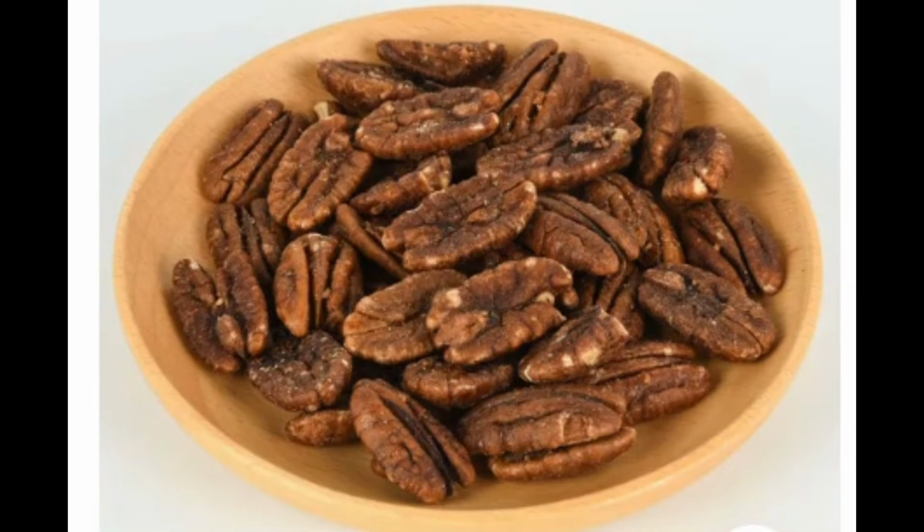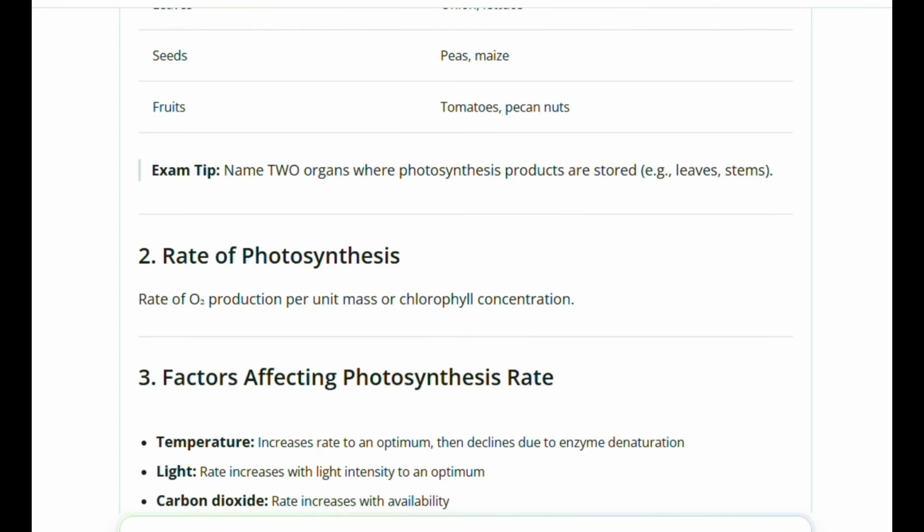Guys, apparently this is the pecan nuts. Yeah, that's what we were looking for. I don't know. Are they used for cereals? I don't know them, because I never saw something like this before. But yeah, that's how they look. Alright, let's move on.